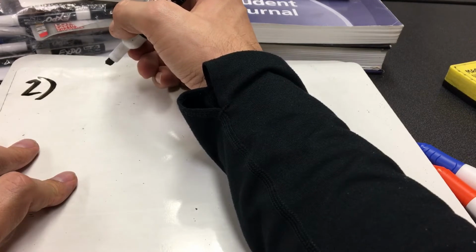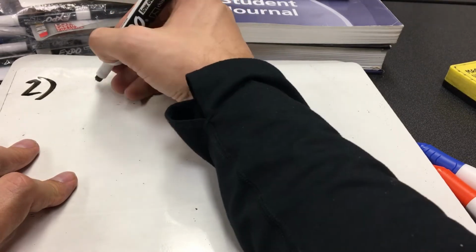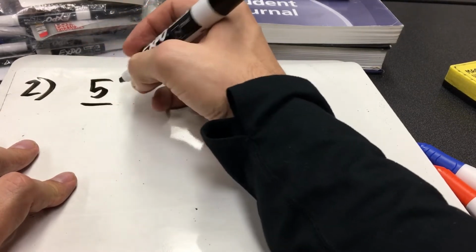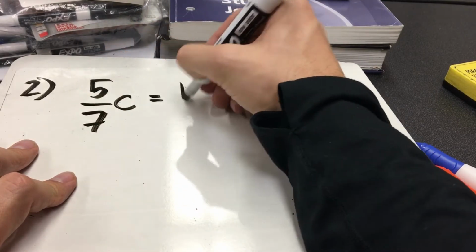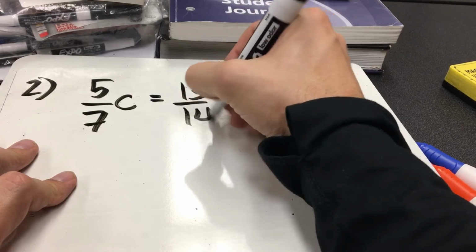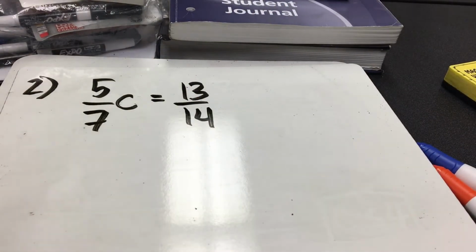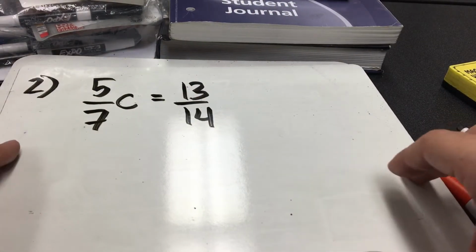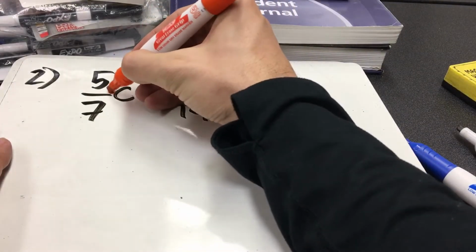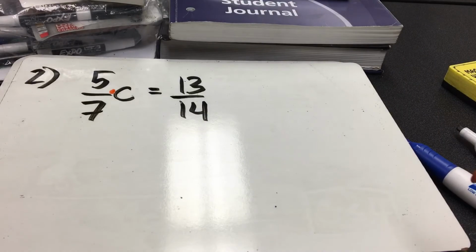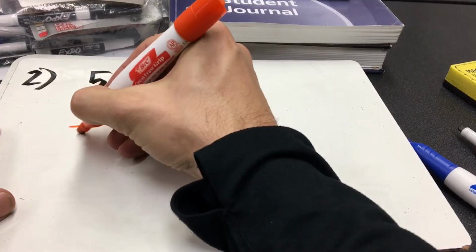So let me pick one that is not as easy as maybe the first one. This might be a little bit more complicated. Not too bad. 5/7 C equals 13 over 14. Okay? I don't know this one in my head. Nobody in my classes knows this one in their head, and that's fine. I do know this is multiplying, and so the opposite of the inverse of multiplying 5/7 is to divide 5/7.